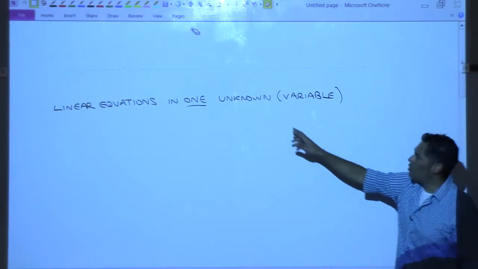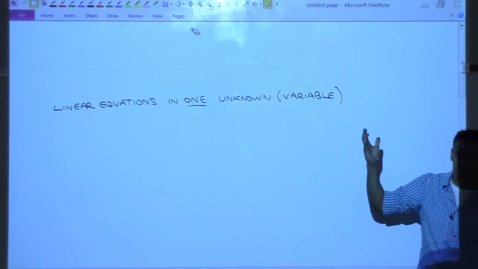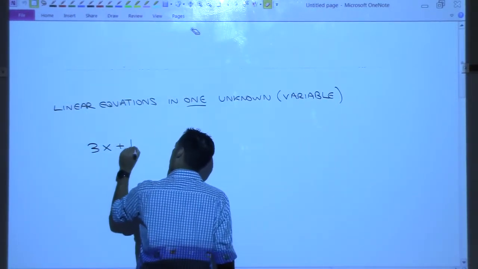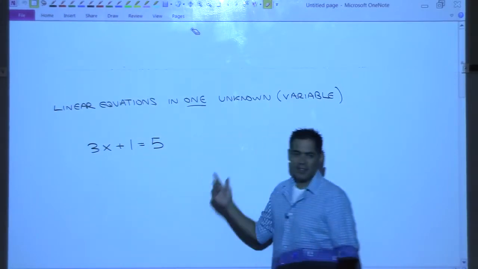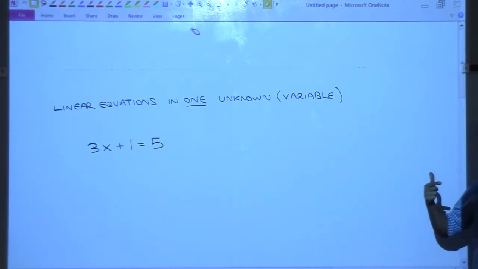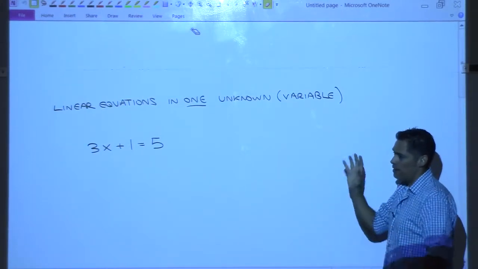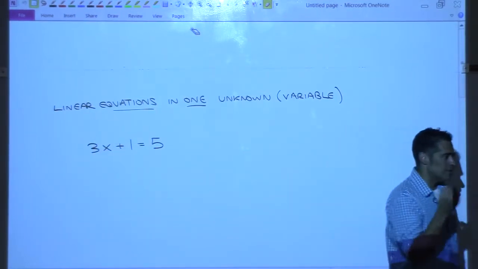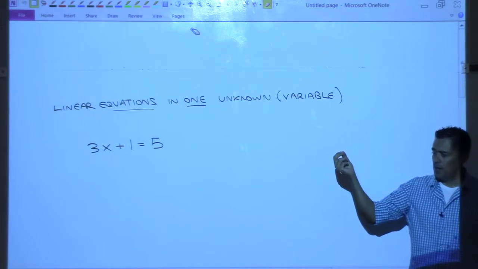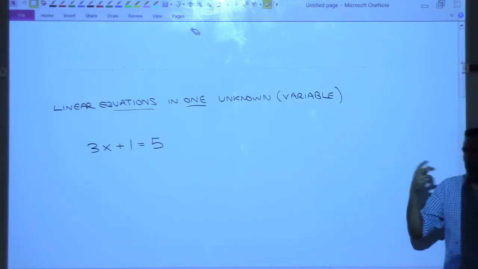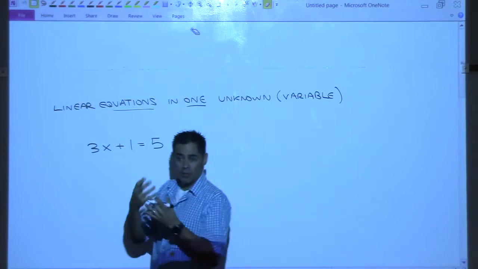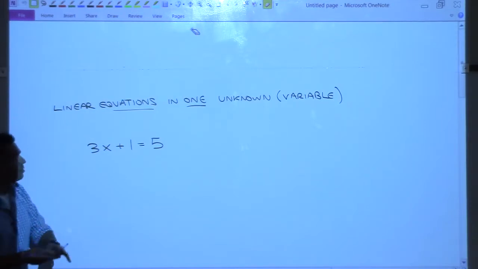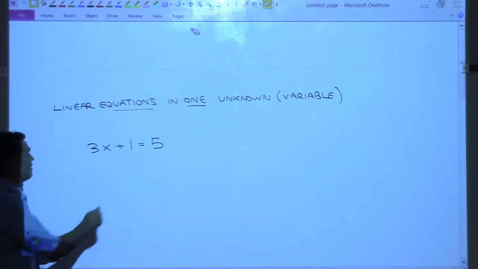All right, so when you see this word unknown, you can also think of that as the word variable. So I'm going to put an equation up here. This is an example of a linear equation in one unknown. So let's just make sure we understand the wording and what we're looking at. First of all, it's an equation, right? What makes it an equation is the fact that we see an equal sign in there. And anytime we see an equal sign, that means we need to have a solution as an answer, like x equals 5 or x equals 1/2, something like that. So equations are going to produce solutions. So we have an equation, right?